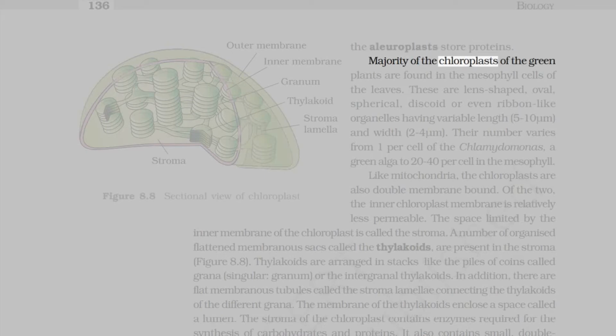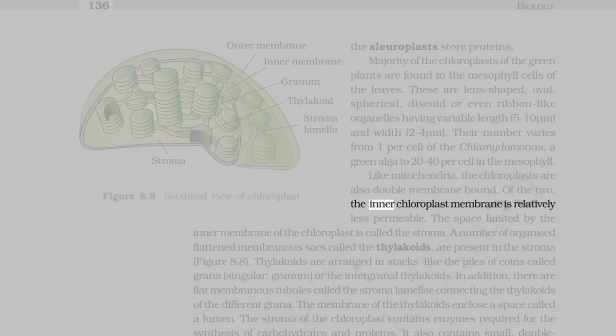Majority of the chloroplasts of the green plants are found in the mesophyll cells of the leaves. These are lens-shaped, oval, spherical, discoid or even ribbon-like organelles having variable length 5-10 µm and width 2-4 µm. Their number varies from 1 per cell of the Chlamydomonas, a green alga, to 20 to 40 per cell in the mesophyll. Like mitochondria, the chloroplasts are also double membrane bound.